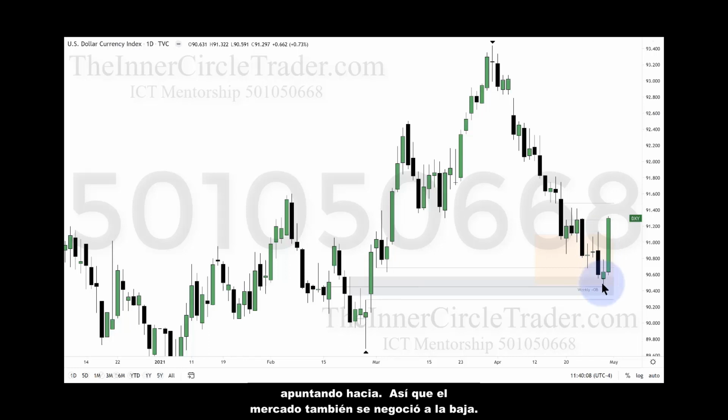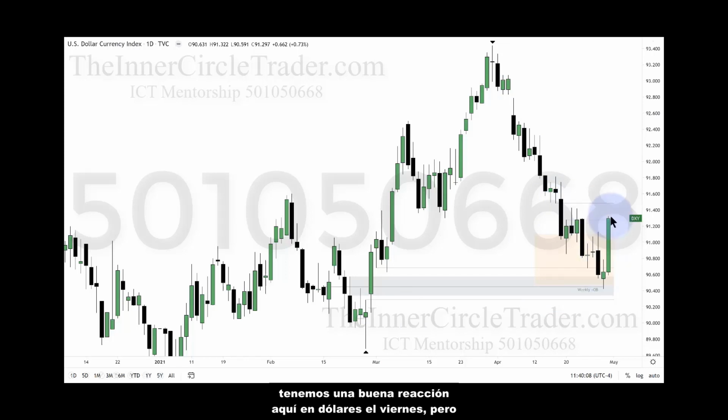So the market traded down into that. Also, you can see this here. That shaded area is optimal trade entry, 62% relative to this low and this high. On the upside, we have the old fair value gap here. We have a small little portion of that left open.